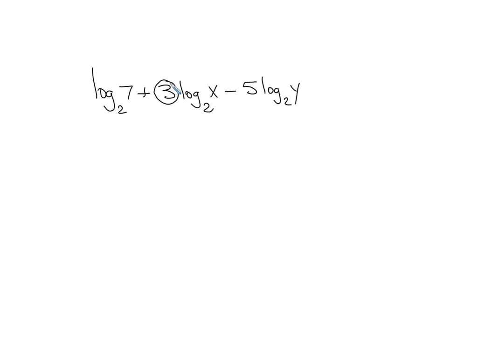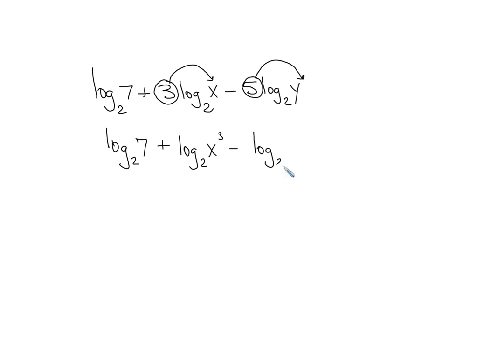Yeah, we have to make them exponents again. So this has to go back up there, and this has to go back up there. So that's going to give us log base 2 of 7 plus log base 2 of x cubed minus log base 2 of y to the 5th. Now, we can start squeezing these together. This is very important, guys. When condensing, and this gets people into trouble, so make sure you pay attention to this.